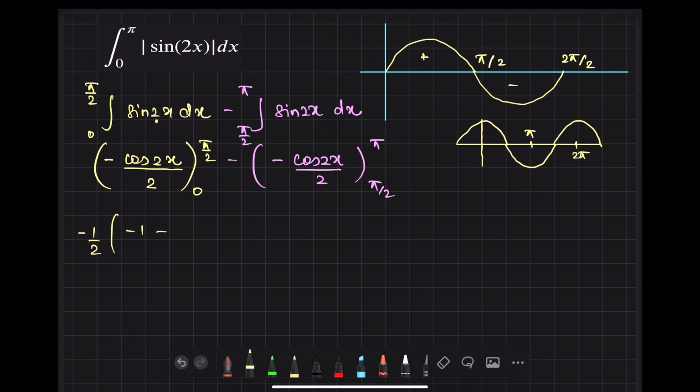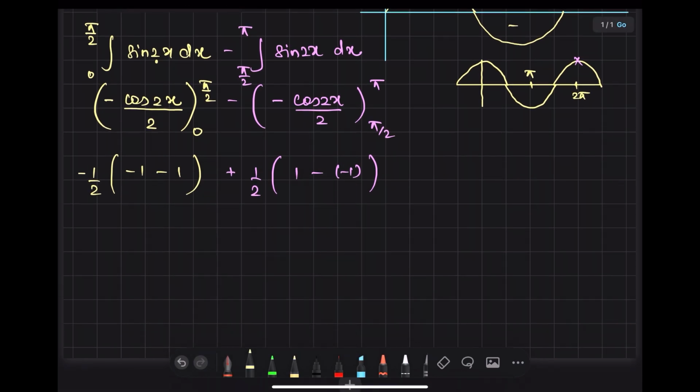Now minus the lower limit. If you substitute the lower limit, it will become cos 0, and cos 0 is 1. Now we are done with this part. Now we will take minus common, so this will become plus, and I will take 1 by 2 common as well. So it is cos 2 pi, which is plus 1, minus the lower limit. If you substitute pi by 2, it will become pi, so cos pi is minus 1. Now do the simplification.